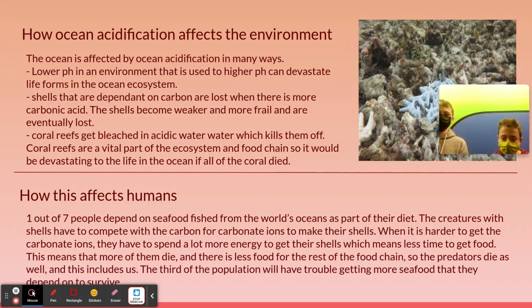Then there's less food for the food chain, which means the predators die, and there are fewer fish and organisms in general. So one seventh of the population will have trouble getting the seafood they depend on to survive. If this problem continues, a lot of the seafood business and the people who depend on it are not going to have enough food. It's going to take out a major asset of food that people eat.